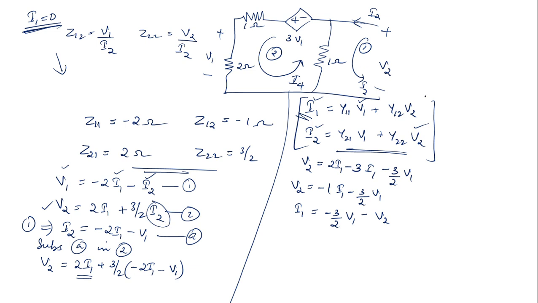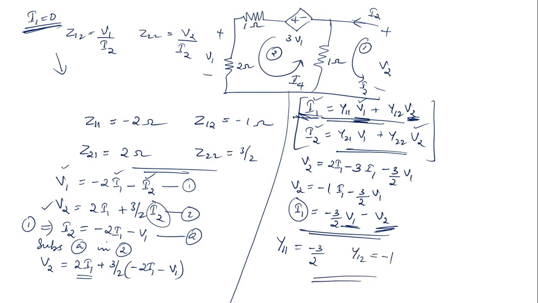Now you can compare this equation with the equation of the y parameter which you got over here. You have I1 over here, then you have V1 over here, then you have V2 over here also. So what do you have to do? You have to compare the coefficients. Take the coefficient of V1. Here the coefficient of V1 is y11. So you have y11 is equal to minus 3 by 2. What is the coefficient of V2? y12. So here you have the coefficient as minus 1.